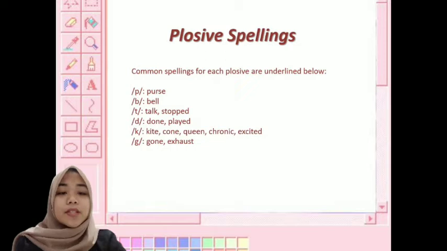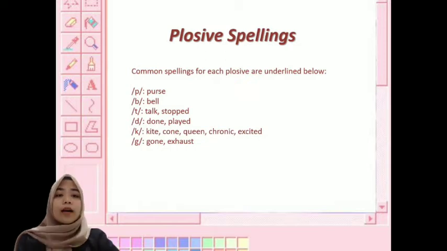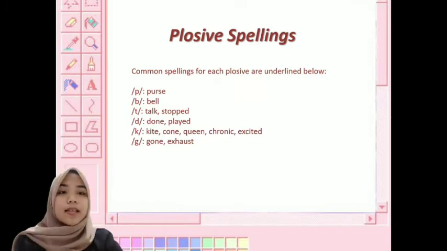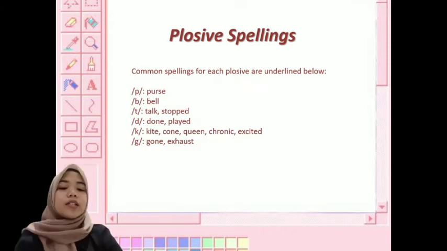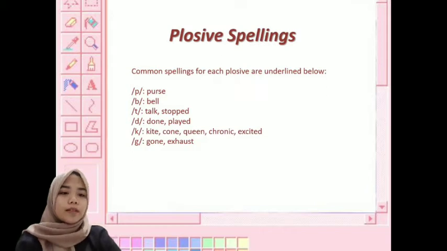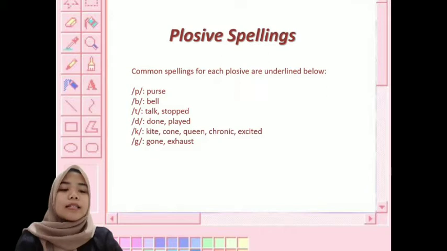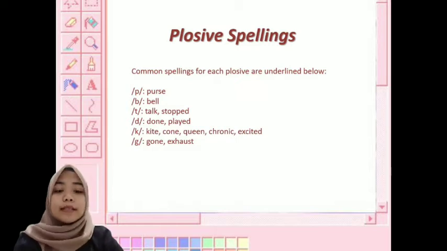English has six plosive consonants. There are P, T, K, B, D, and G. P and B are bilabial. That is, the lips are pressed together. For example, P for "purse," B for "bell." T and D are alveolar, so the tongue is pressed against the alveolar ridge. For example, T for "talk" and "stopped," D for "don't" and "played."